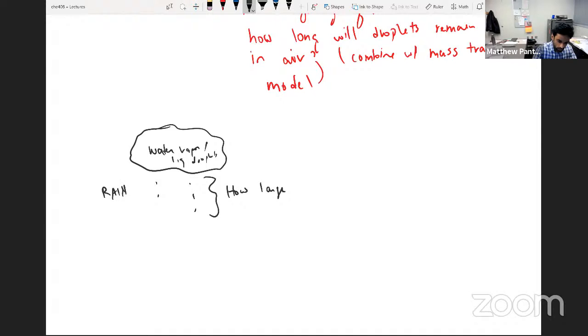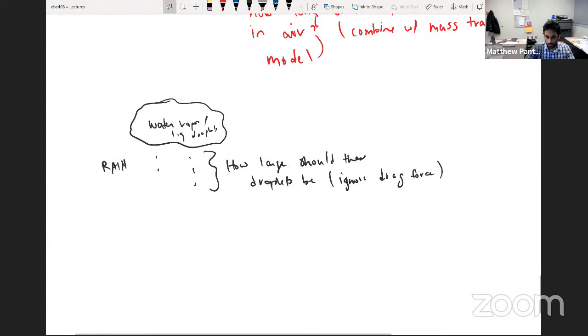How large should these droplets be? And for simplicity right now, let's ignore drag force. Suppose that instead of an air atmosphere, we had a vacuum for now.